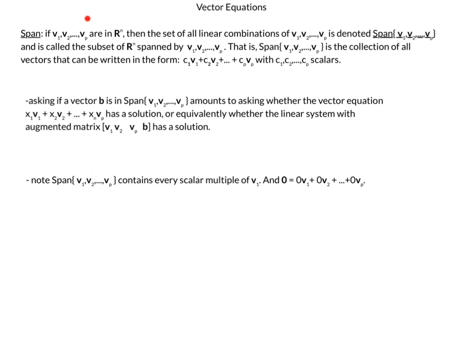And the definition is, if you have p vectors, v1, v2 up to vp in Rn, then the set of all linear combinations of the p vectors is denoted span of v1, v2 up to vp. So the span is the set of all linear combinations of the vectors. That's the definition you want to memorize. And it's called the subset of Rn spanned by the vectors. That is, span is the collection of all vectors that can be written in the form of the linear combination formula, where v1, v2 up to vp are all multiplied by different constants, or potentially the same, and then added together.